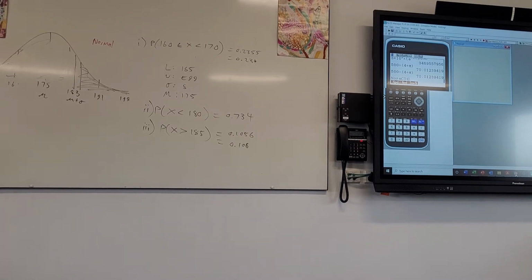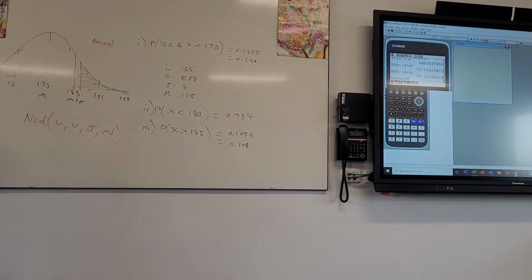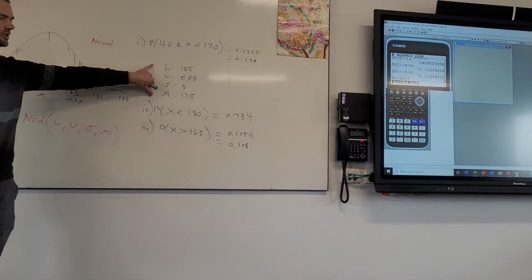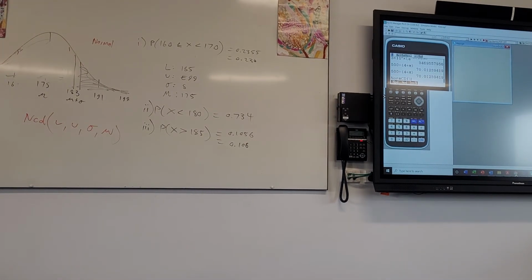Okay, and it brings up NCD, and the way you put it into your calculator here is you go lower, comma, upper, standard deviation, and the mean. So let's say we wanted to perform this exact same calculation that we just did. Lower boundary is 185, and then we're looking for the comma. The comma is right below the cos button. So we've got 185, comma, E99, comma, standard deviation is 8, mean is 175.